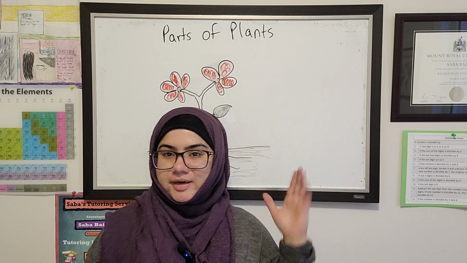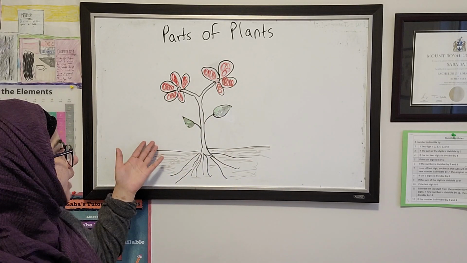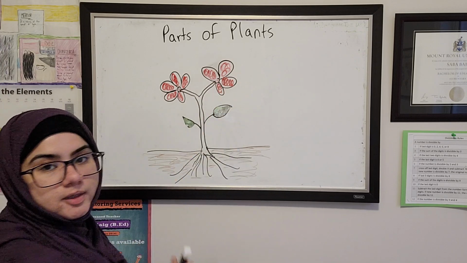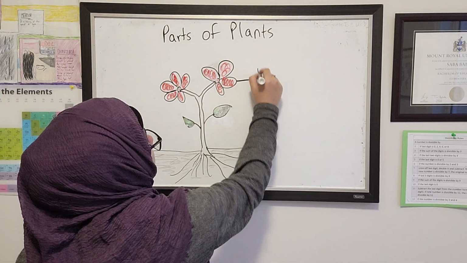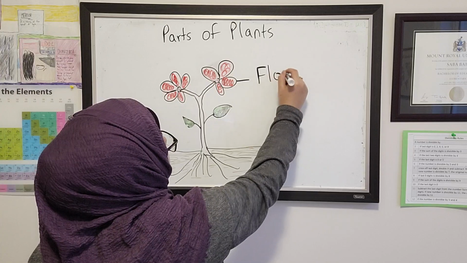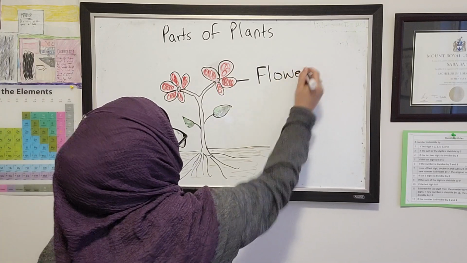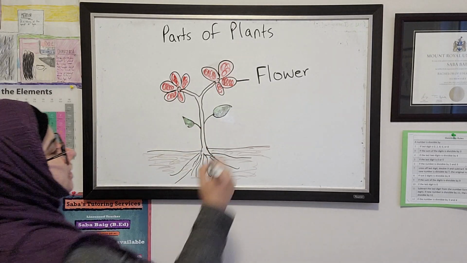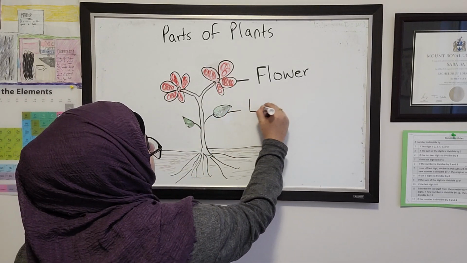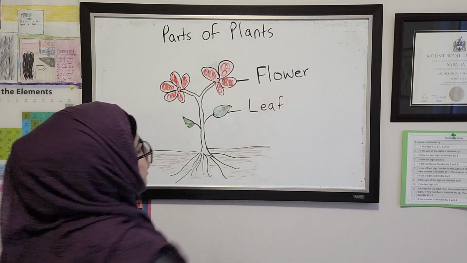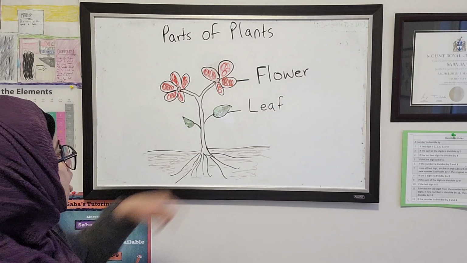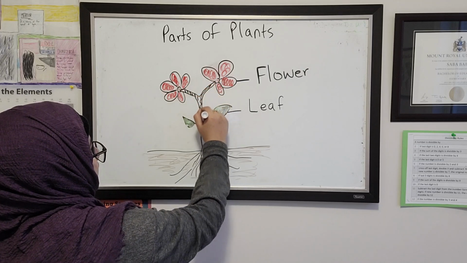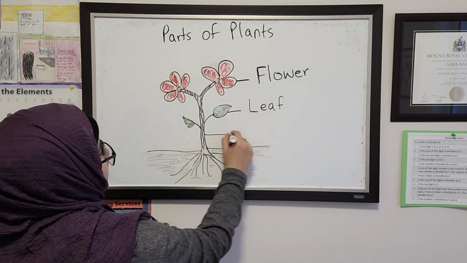So today we will be learning about different parts of plants. Okay, so you guys already know what you call this part. This is a flower. How do you spell flower? Flower. Flower. These are the leaves. So I'm just gonna write leaf. Leaf. Leaf. This part, this over here. So this part is called stem.